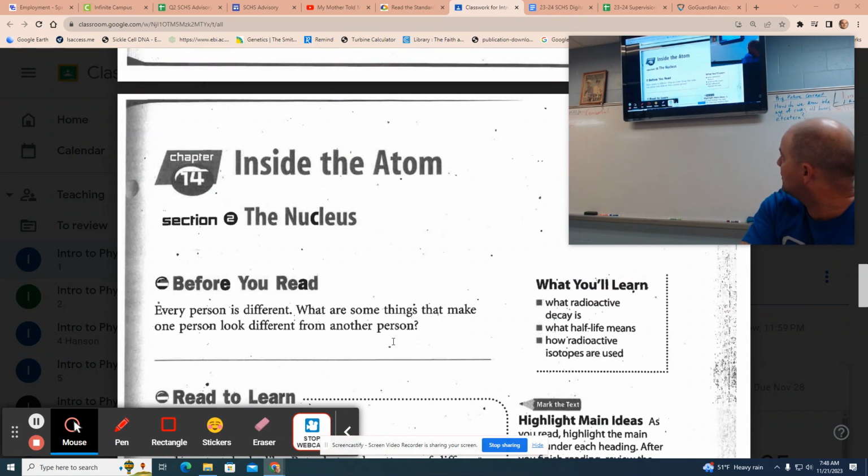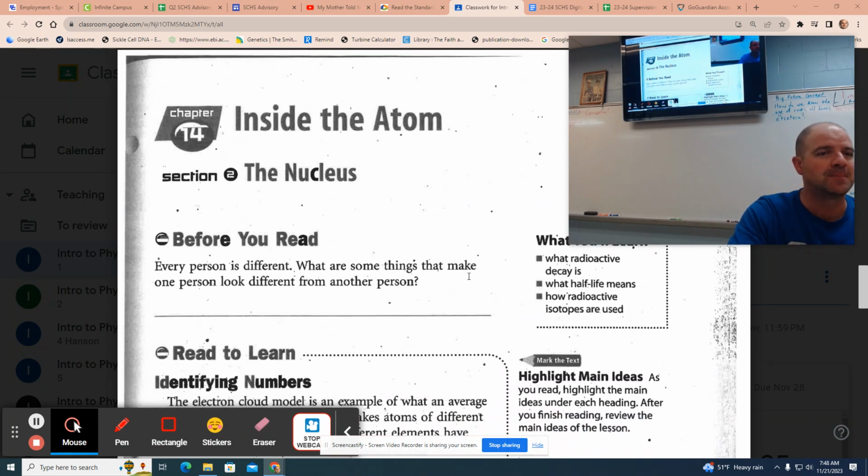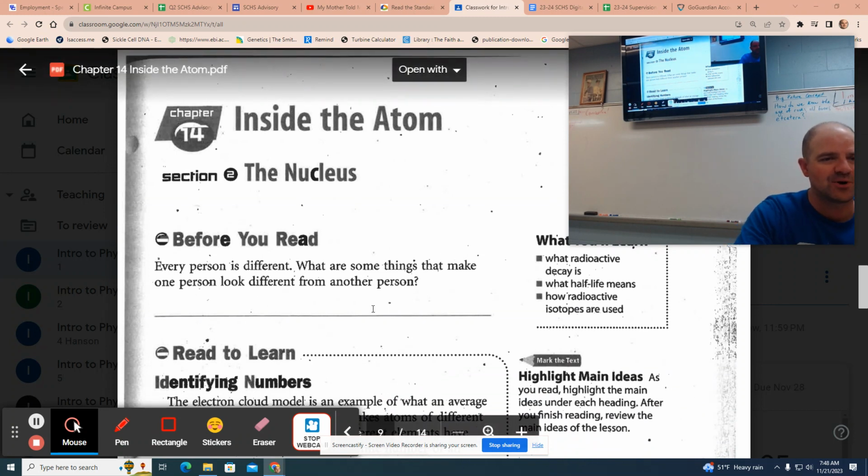What you'll learn: what radioactive decay is, what half-life means, how radioactive isotopes are used. Yesterday we got started modifying our periodic table. Feel free to do that today as you need to. I will probably have a bad drawing of an alpha particle that we put in there off of the reading. So anyway, it says before you read, every person's different.